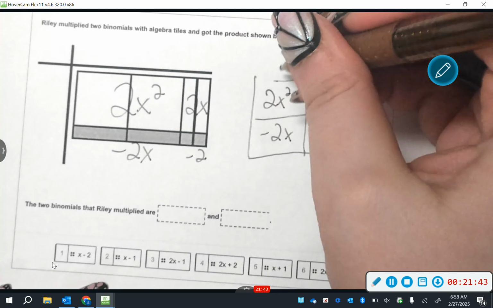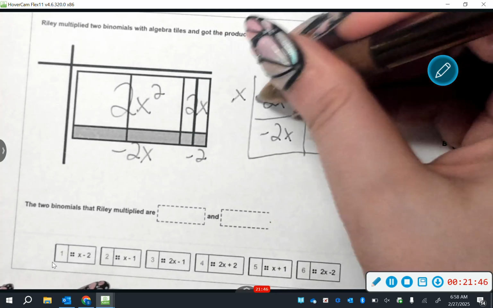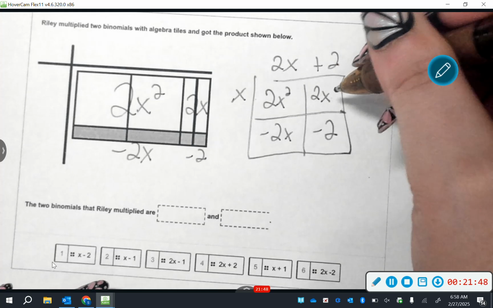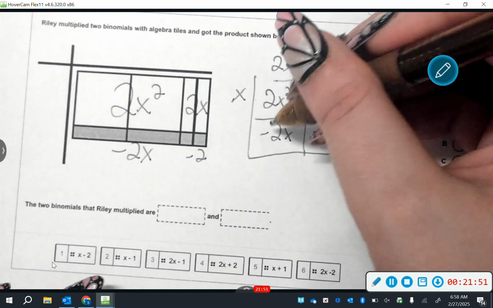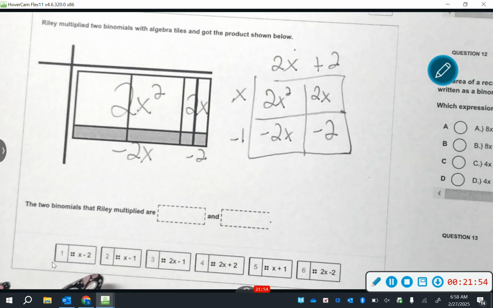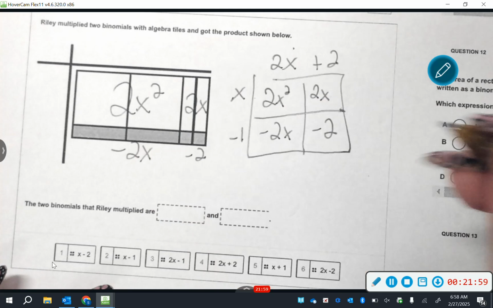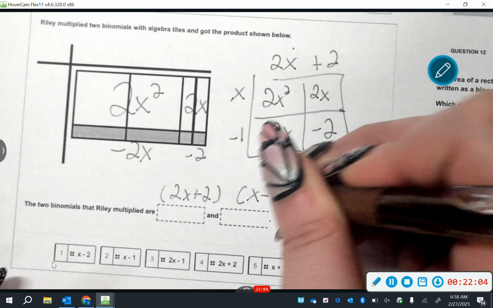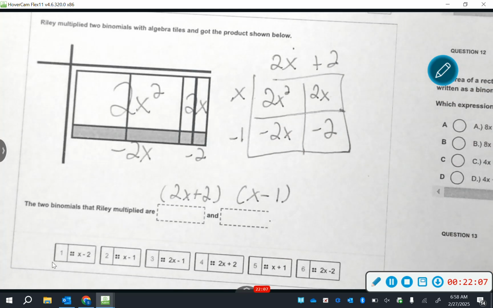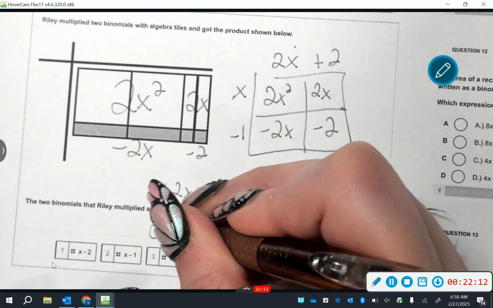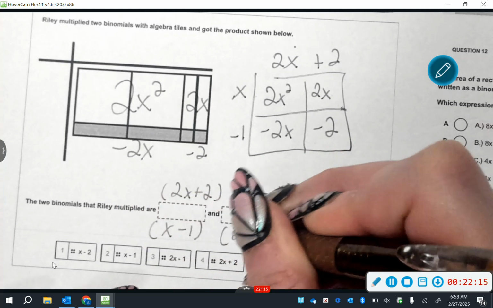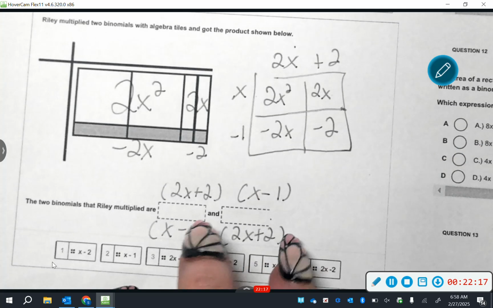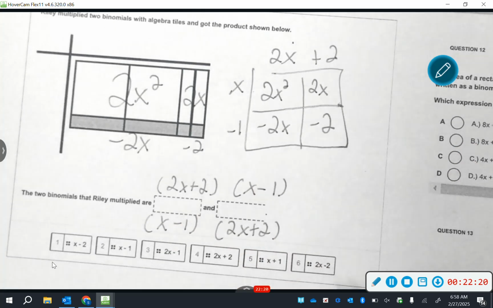Well, we know 2x squared is 2x and x. X times positive 2 gets us positive 2x. 2x times negative 1 gets us negative 2x. 2 times negative 1 is negative 2. So our factors should be 2x plus 2 and x minus 1. I didn't make this review, so I don't know if it's supposed to go in a specific way or not. So it could either also be x minus 1 and 2x plus 2. I don't know if they made it so that either one is right. We'll find out together.